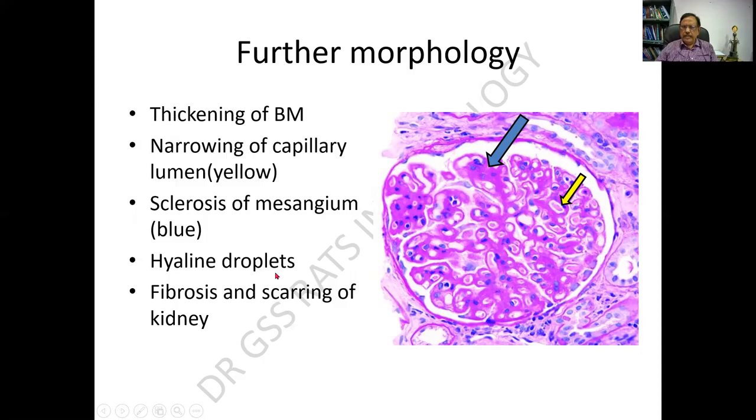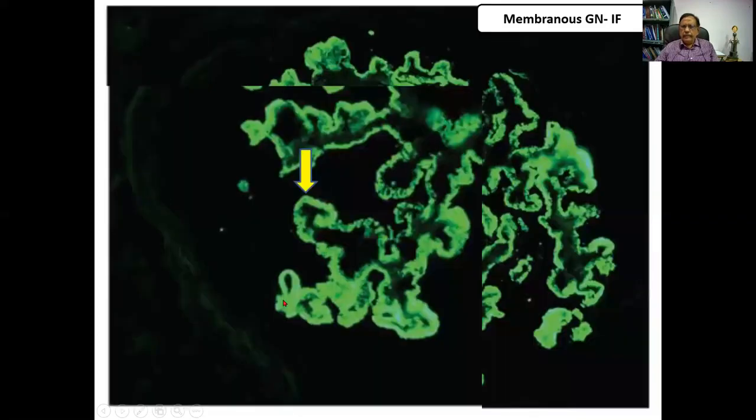Hyaline droplets can be seen in the tubules, and in general, there can be fibrosis and scarring of the kidney. So it is important, please remember: thickening of the basement membrane, narrowing of the capillaries, sclerosis of the mesangium, hyaline droplets, and scarring of the kidney.